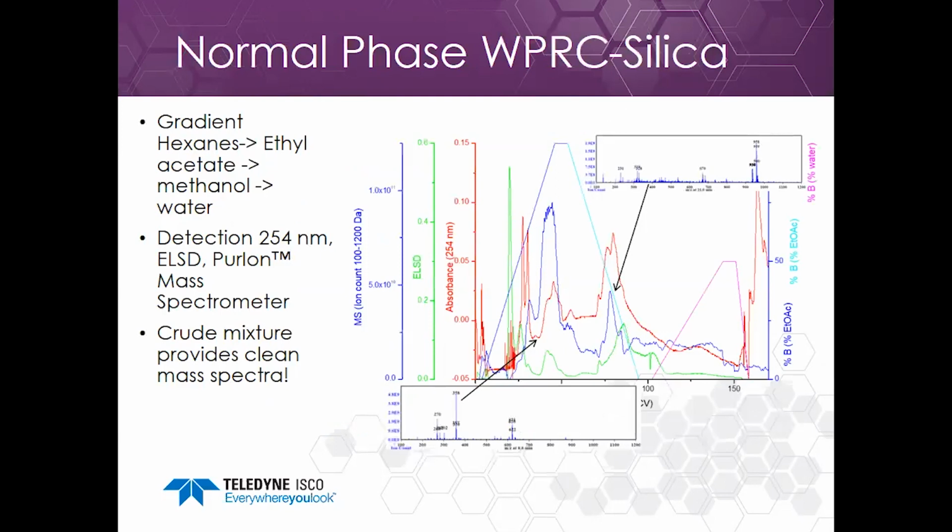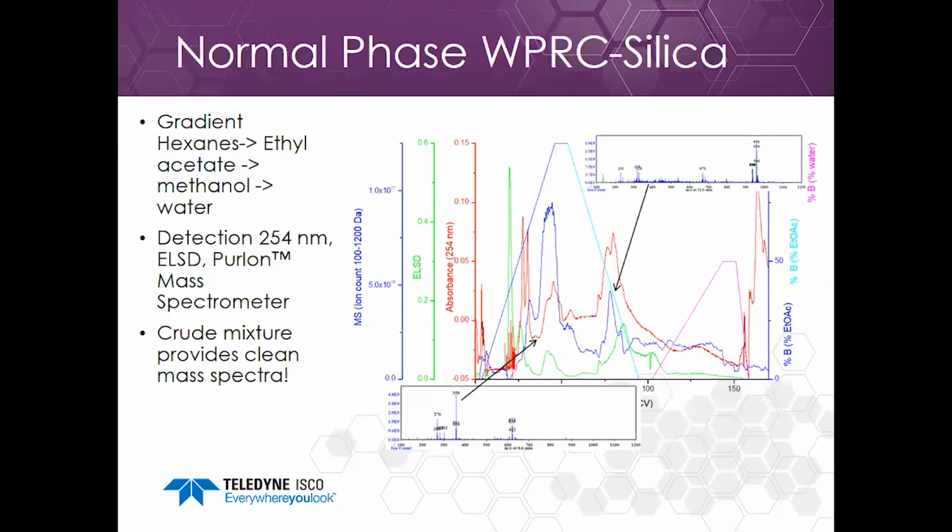So normal phase wide polarity range chromatography was run on silica gel. My gradient over here is hexane to ethyl acetate to methanol, and methanol to water. So I'm consistently going to a stronger solvent. Silica gel works very well with methanol and water as long as the silica gel is kept neutral or acidic. In other words, don't use ammonium hydroxide or basic modifiers because they dissolve the silica. As long as the solutions are neutral or acidic, you can run these very polar solvents.